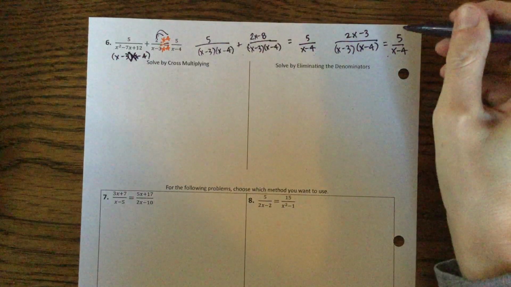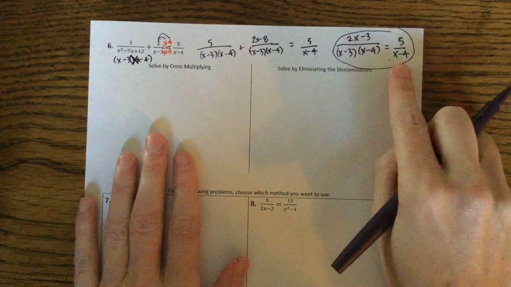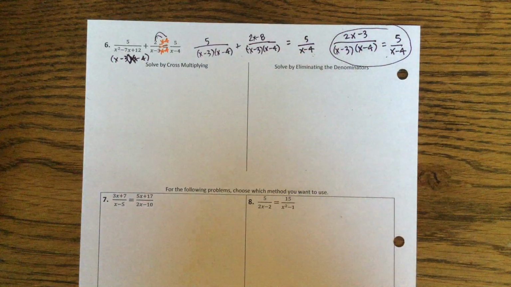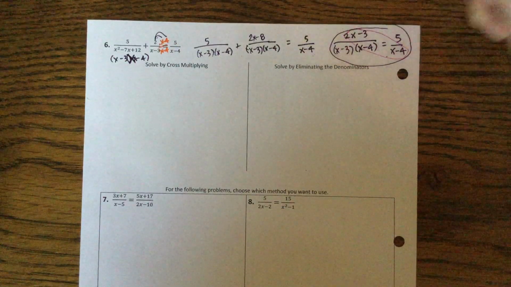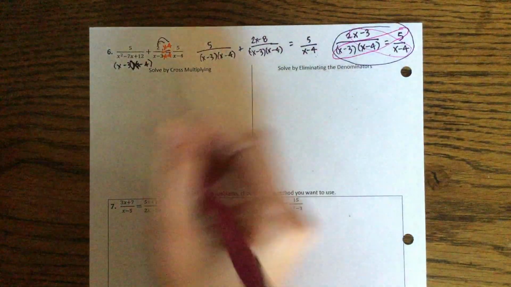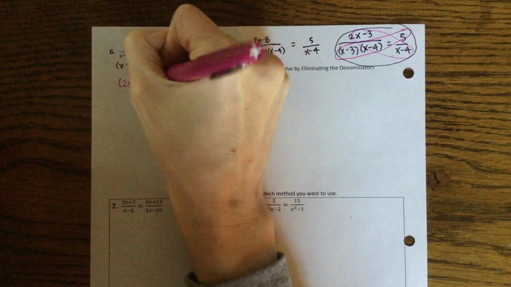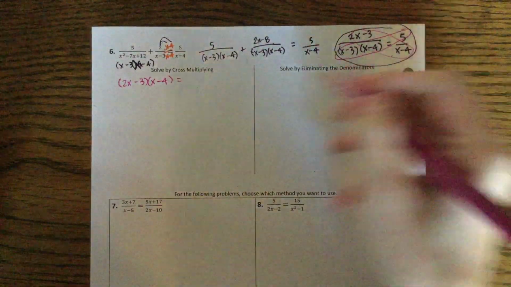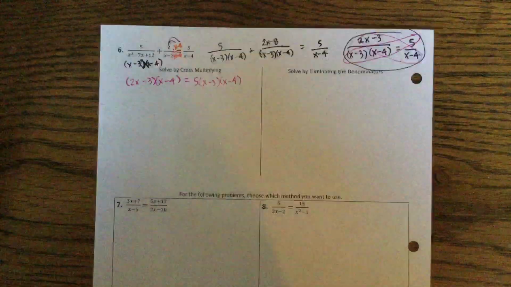So we had to get this equation before either strategy, right? We need fraction equals fraction to be able to cross multiply. So let's start with this. Start with cross multiplying. So we're going to need to multiply the 2x minus 3 times the x minus 4 and multiply the 5 times the other denominator. So 2x minus 3 times x minus 4, and then that's equal to 5 times x minus 3 times x minus 4.